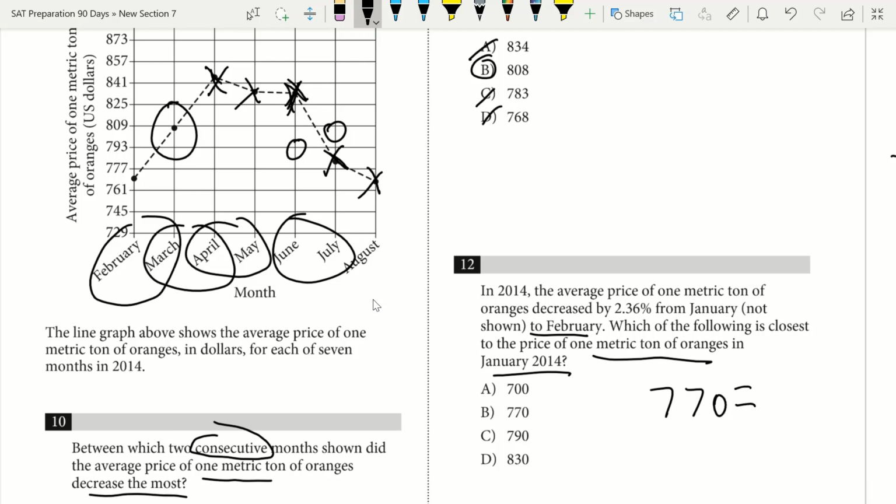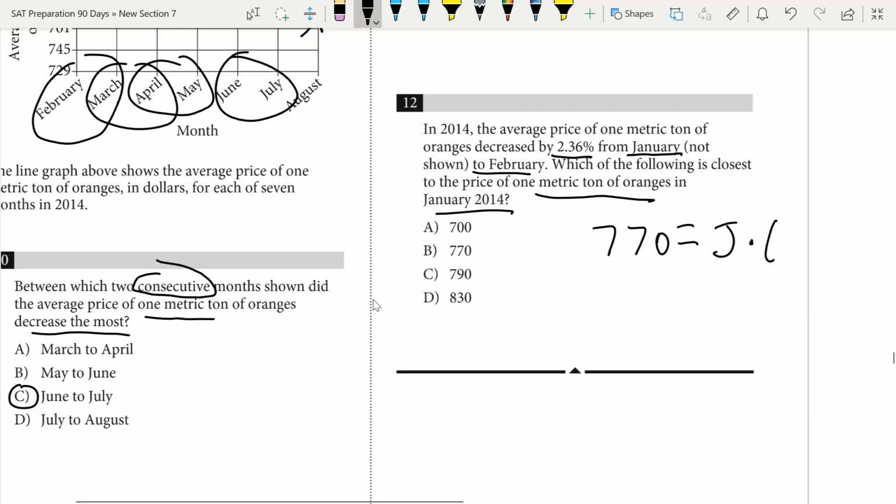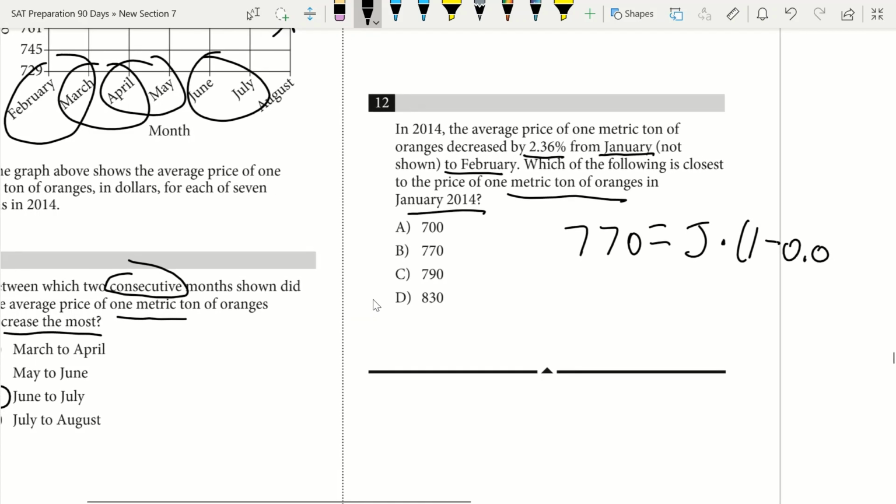Now, we know that the average price in February, 770, is equal to a 2.36% decrease times what it was in January. So J is going to be what the price was in January. We know that J times our 100% minus that 2.36%. So we're going to have that much times 1 minus 0.0236.